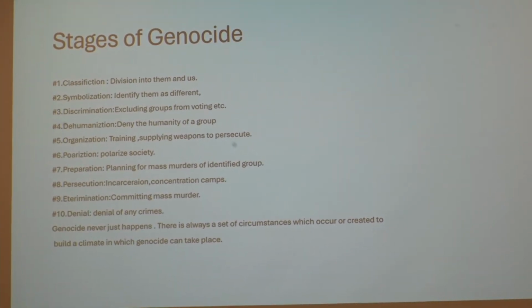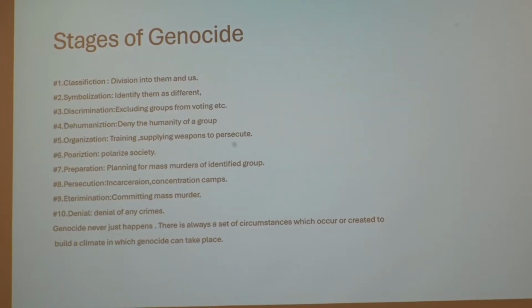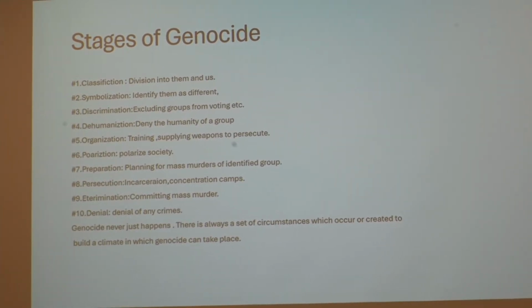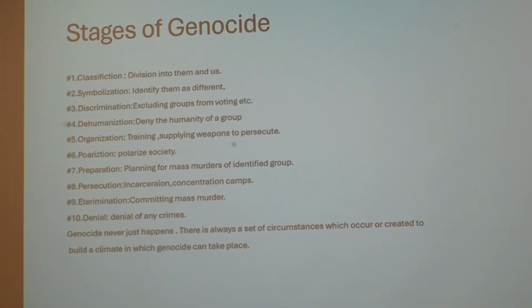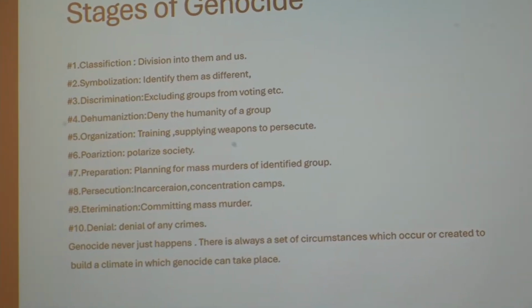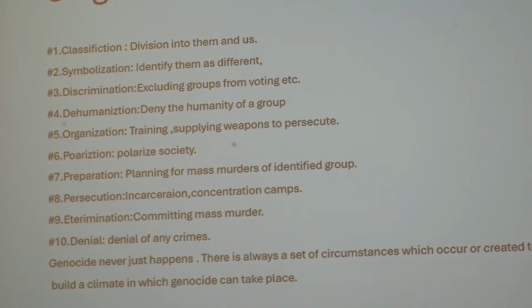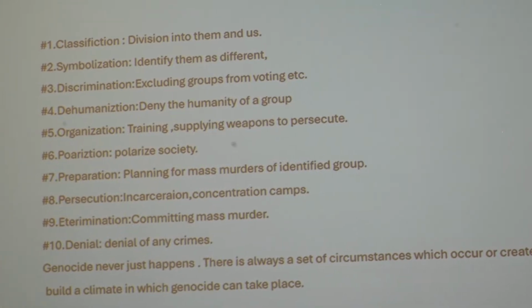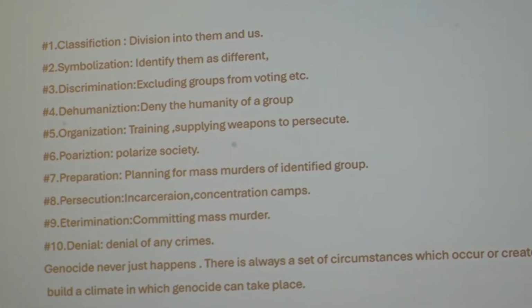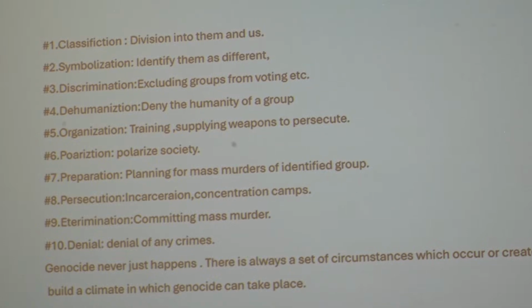Symbolization: identify them as different. Like in Germany, Hitler told the Jews to wear a yellow tag. For Sikhs, they don't have to symbolize us; we identify ourselves. Discrimination: excluding groups from voting, any civil jobs or any other identity, so they can be dehumanized, denying them the humanity of a group.